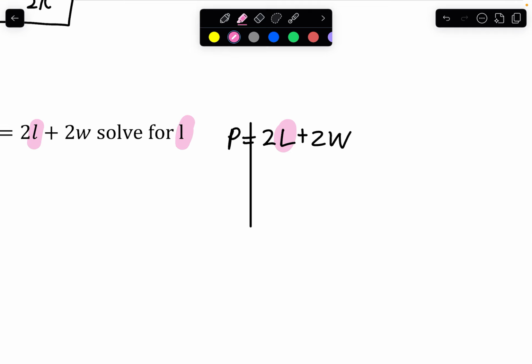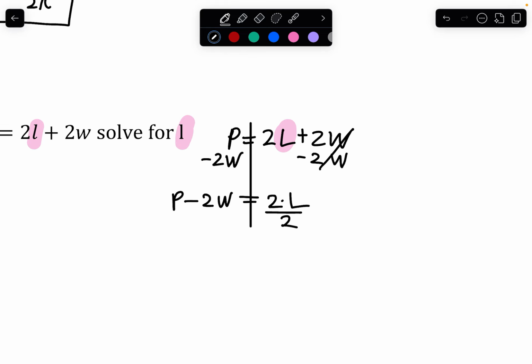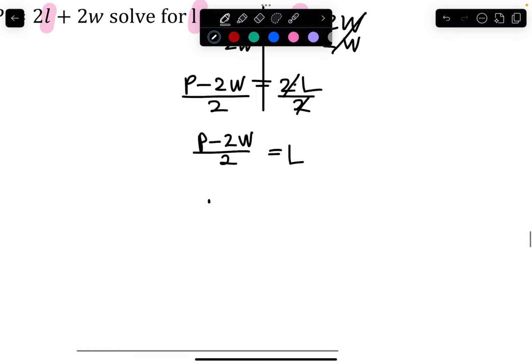And so our first step is we need to get rid of what's not attached to the variable first, which in this case is 2W. Don't separate them, just make that whole term go away. And so now I have P minus 2W on the left, can't combine those. And then lastly, we're dividing everything by 2. And so L equals P minus 2W over 2. And so that's one way to write it.